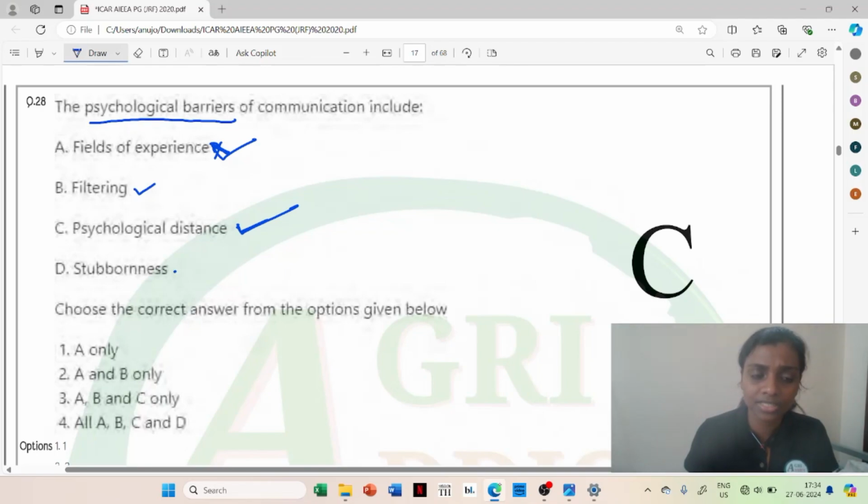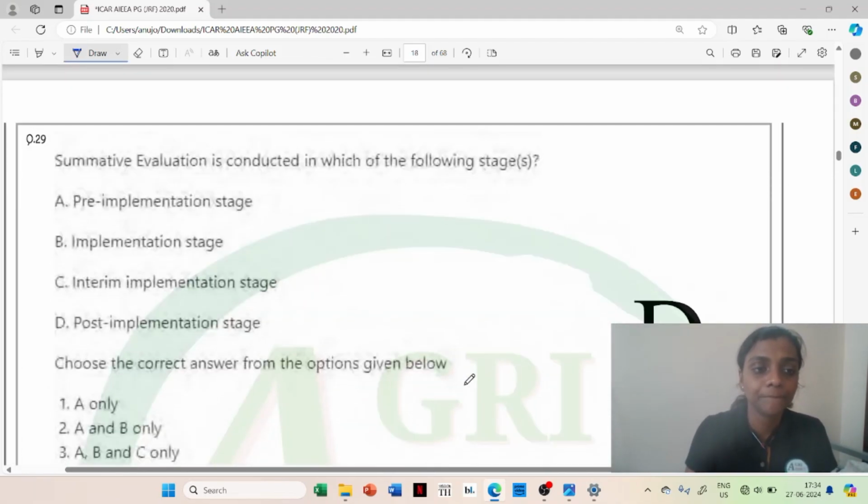Next one is stubbornness. Stubbornness can also cause confusion, but stubbornness acts after the communication process. Once the message has reached the person, whether to act on it or not is defined by stubbornness. So it cannot be considered a psychological barrier. So the option is A, B, and C only. Third option. Okay. Next one.